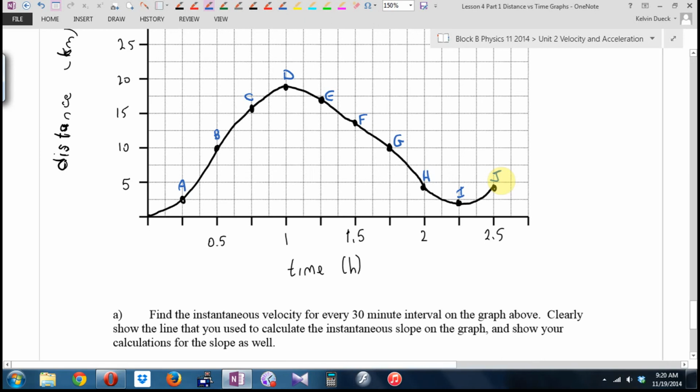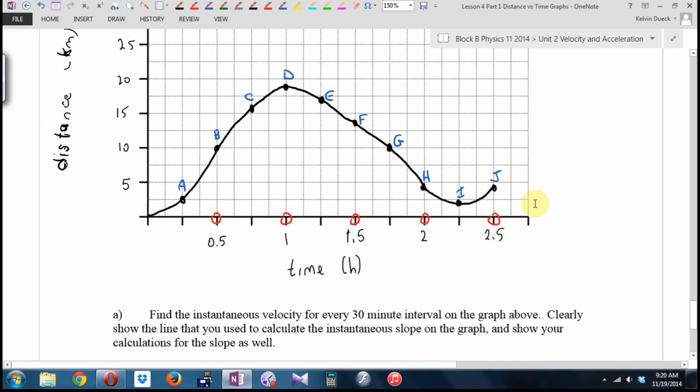Wait a minute, Mr. Dueck. It said find it for every 30-minute interval. You know what? I guess really I'm only going to do every 30 minutes. 30 minutes is how many hours? Half an hour? I guess I'm only going to do it here, here, here, and here. So I'm only going to do B, D, F, H, and J.